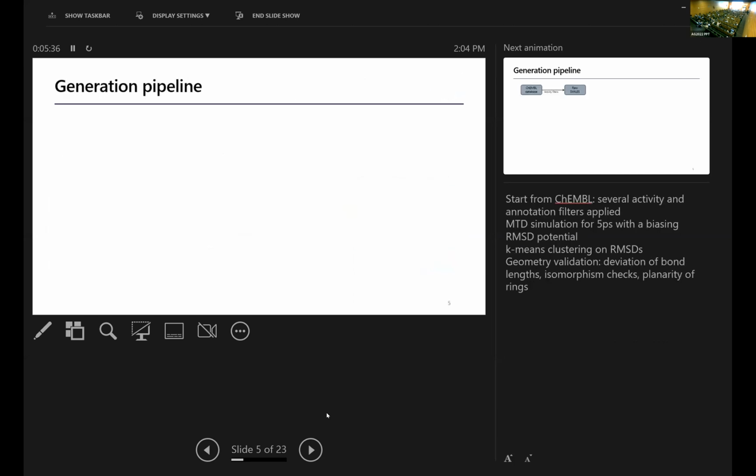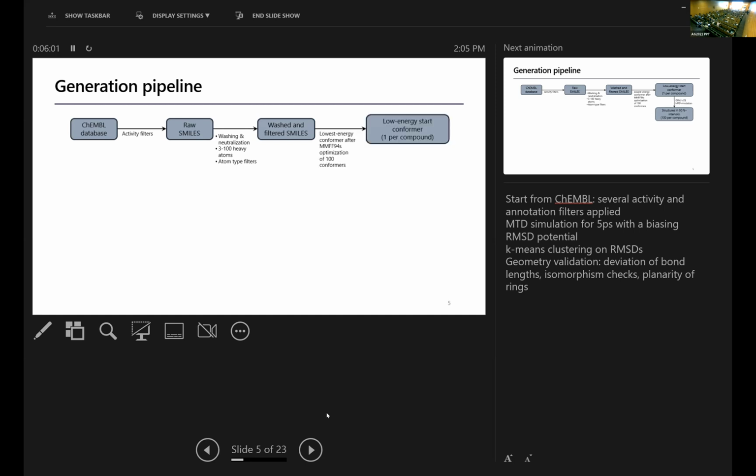I would like to guide you a bit through the generation pipeline of the database. So we start with ChEMBL, and then we apply some activity filters. That gives us some raw SMILES. Then we do some cleaning of those SMILES. So we apply the RDKit standardization pipeline. We also have some heavy atom filters as well as some filter on the atom types, and that provides us with clean SMILES.